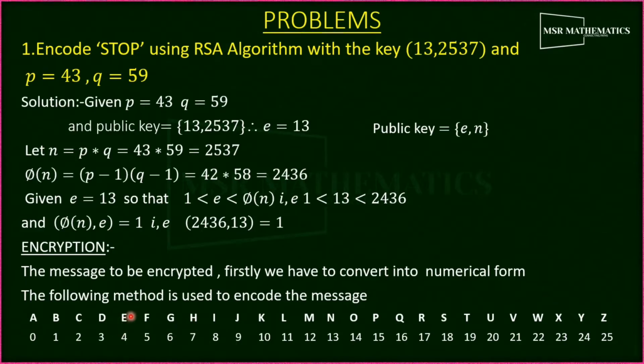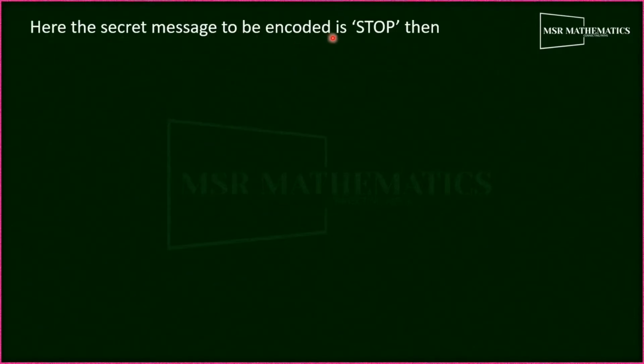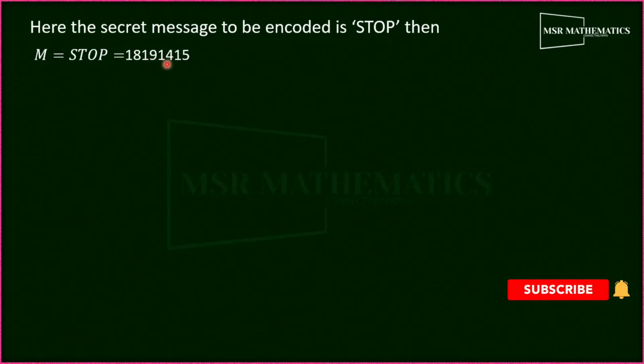With the help of this, the secret message to be encoded is STOP. STOP is our M, the plain text they have mentioned. With the help of the table, we can assign STOP as follows: S is 18, T is 19, O is 14 and P is 15. So this is our M. We have encoded the given message STOP in numerical form as 18, 19, 14 and 15.